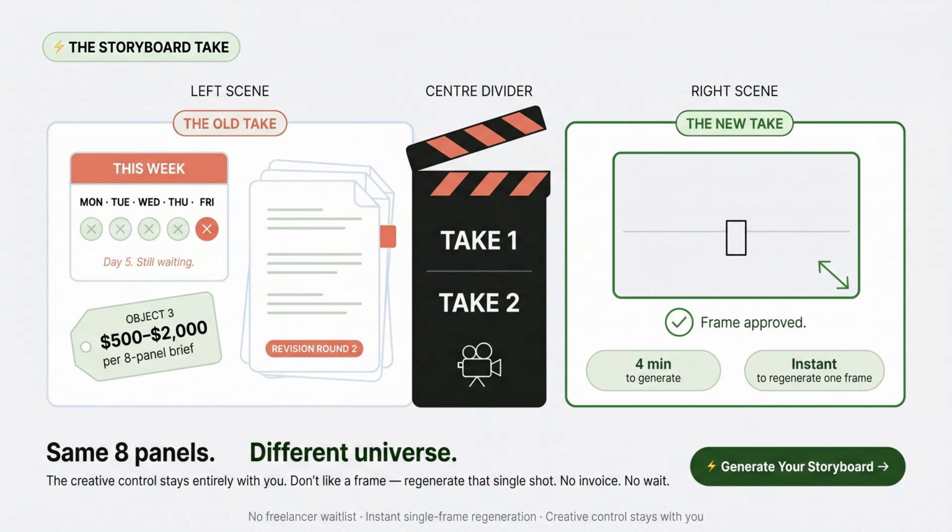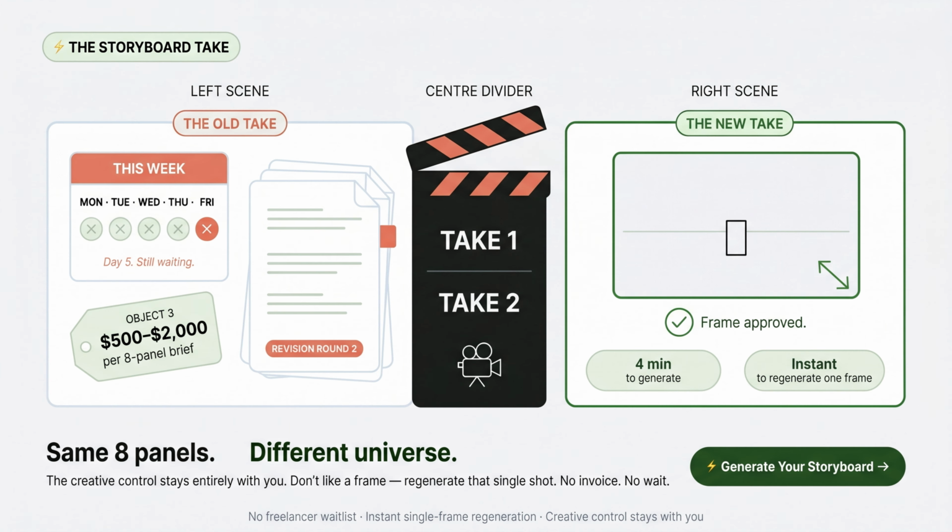Think about what that replaces. A freelance storyboard artist typically charges anywhere from $500 to $2,000 for an 8-panel brief. Turnaround is usually 2 to 5 days, and revisions are another round. TurboAgents delivers the same output in minutes, and if you don't like a frame, you regenerate that single shot instantly. The creative control stays entirely with you.